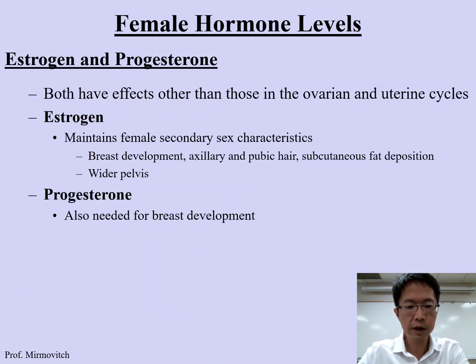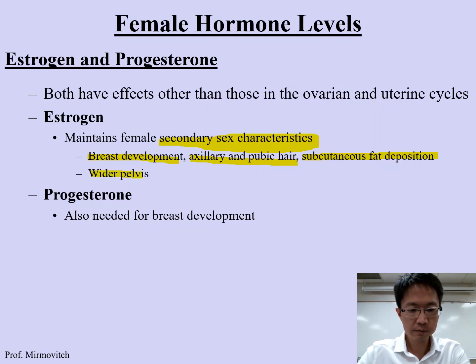So function of estrogen and progesterone. Estrogen maintains female secondary sex characteristics. For example, during pregnancy, women's breasts will further develop. They will get even bigger. Axillary and pubic hair. High estrogen level will induce more hair growth and also more subcutaneous fat deposition. Why I briefly mentioned that women usually have more body fat percentage than male: because women need to store more nutrient to support the pregnancy.